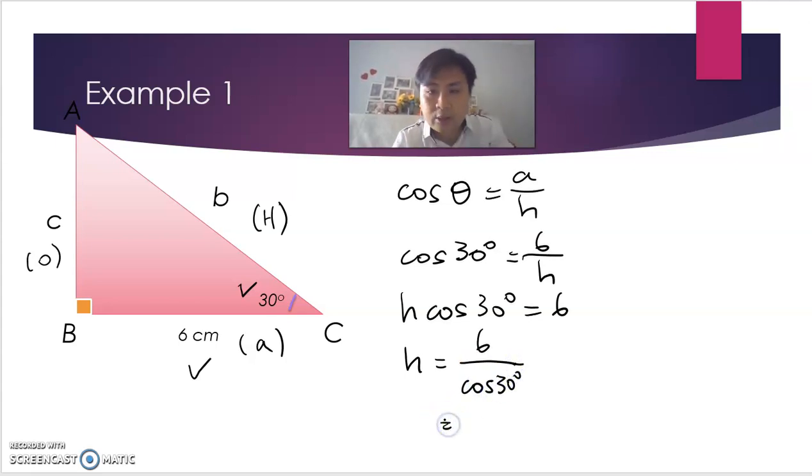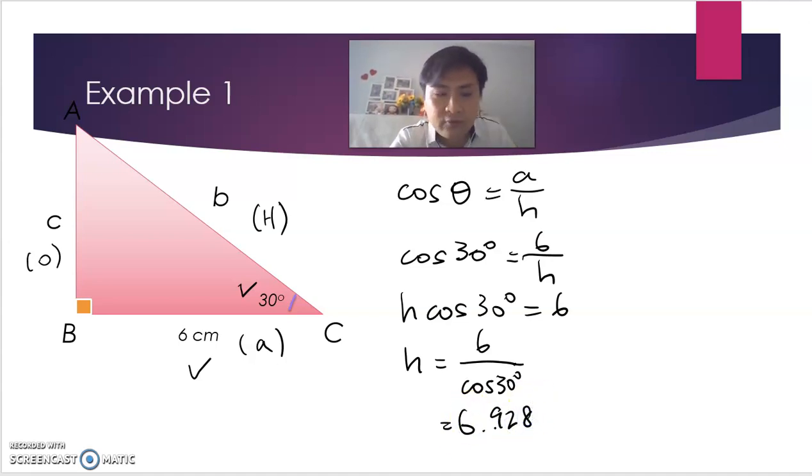Now we will press our calculator. Just take out your calculator and key in 6 divided by cosine 30. There will be the sine, cosine, and tangent buttons there. Just key in the appropriate buttons, and press equal. Your answer will be 6.928.